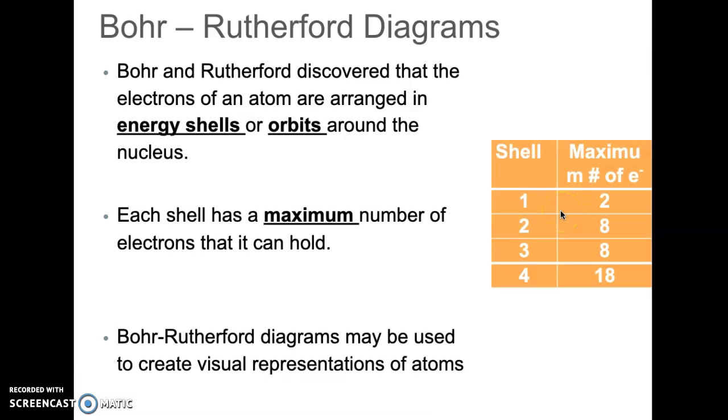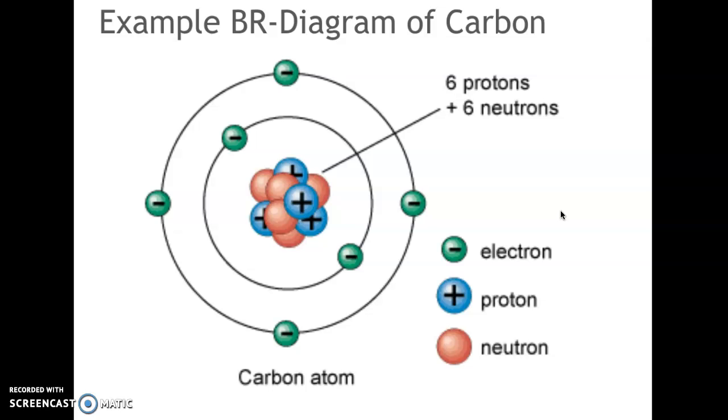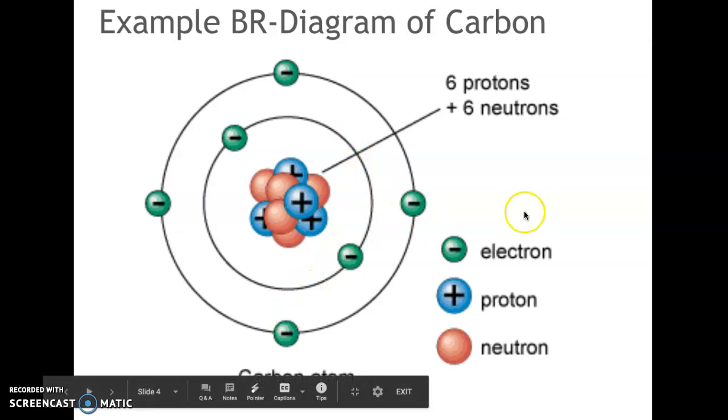Here's an example of a Bohr-Rutherford diagram that I showed you last time. In the center, we have 6 protons and 6 neutrons. You can definitely draw them like this, but I'm going to show you a short way to do it. Then we also have 6 electrons. Notice how in the first shell, there's only 2, and in the second shell, we put our next 4. And yes, there is an appropriate way to place where these electrons are located. I'm going to show you that as well.